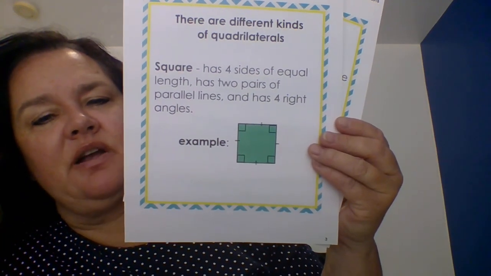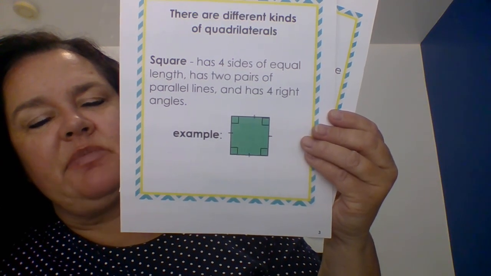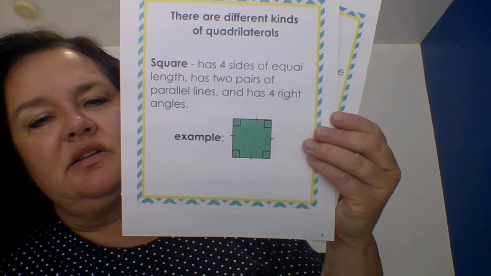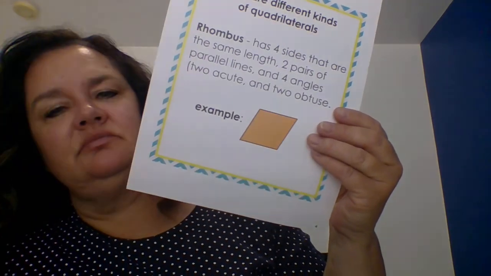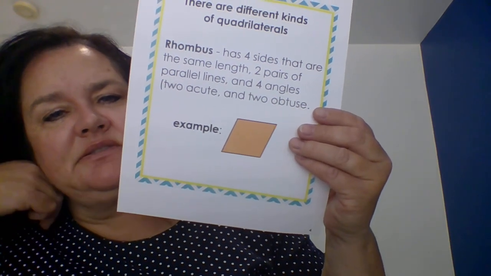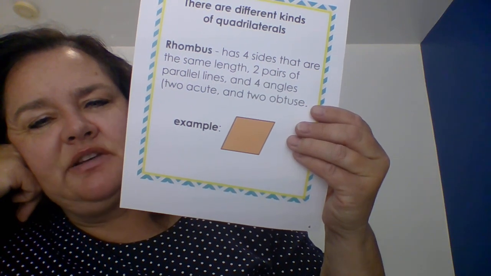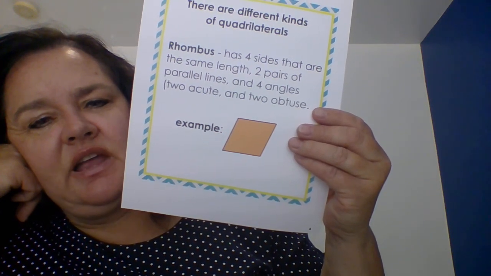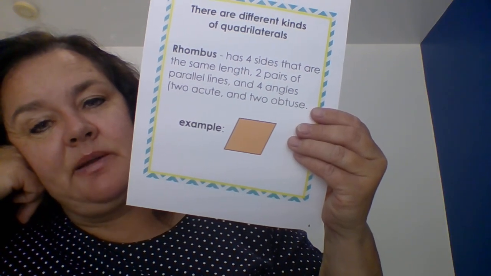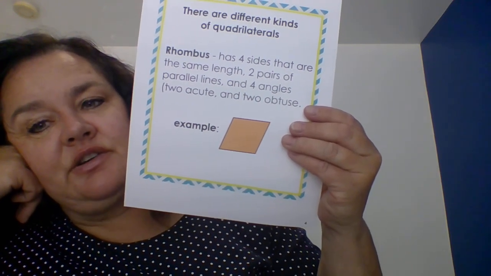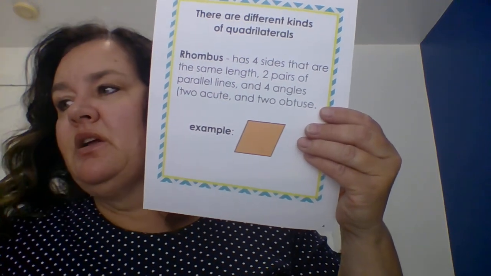And then here's a square. You see the 4 right angles in the square, and you see the tick marks, which shows congruency. So that means they're the very same length all the way around. And then this is the rhombus. It has 4 sides that are the same length and 2 pairs of parallel lines and 4 angles. And it says 2 acute and 2 obtuse, which you don't need to worry about those words here in 3rd grade. You just need to know that they're not right angles and that you would put the rainbow there.